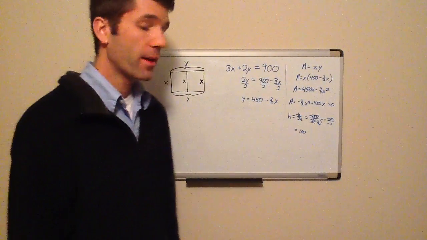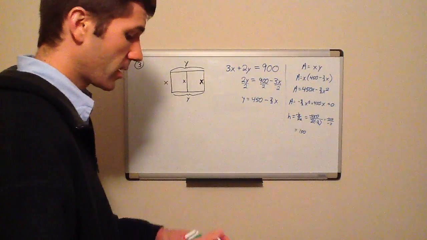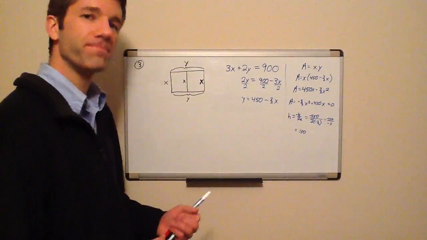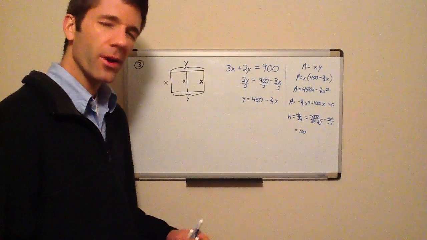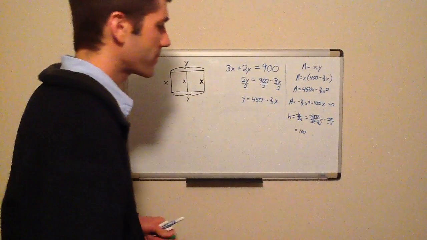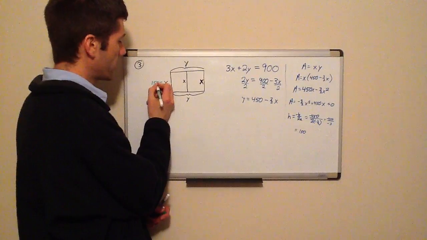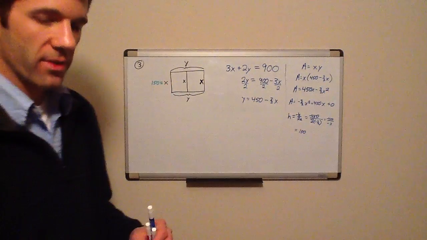What does that tell me? That tells me half my vertex. You know what H is? H is the x-coordinate of my vertex.